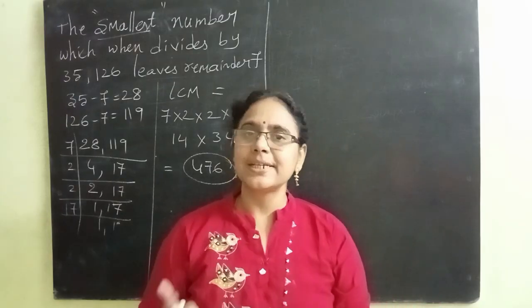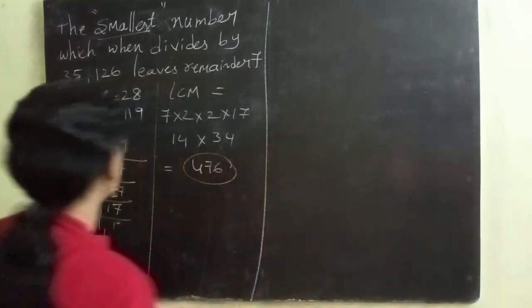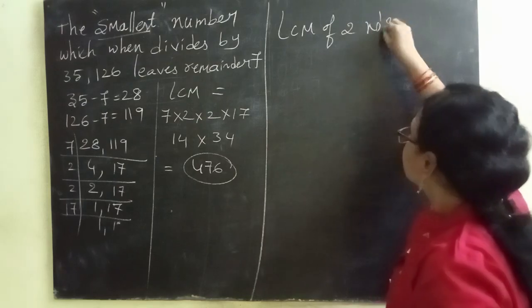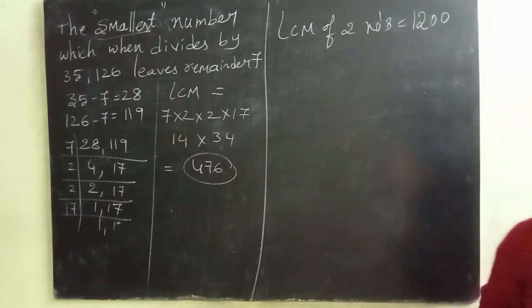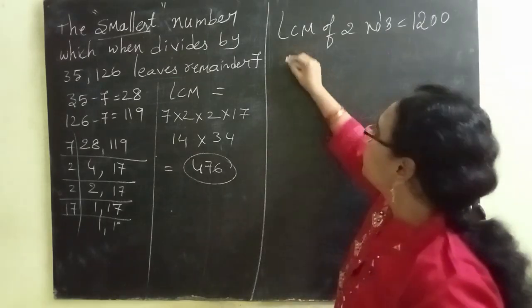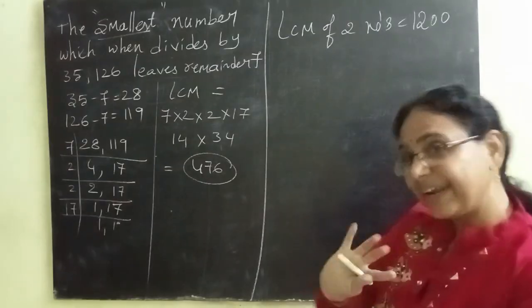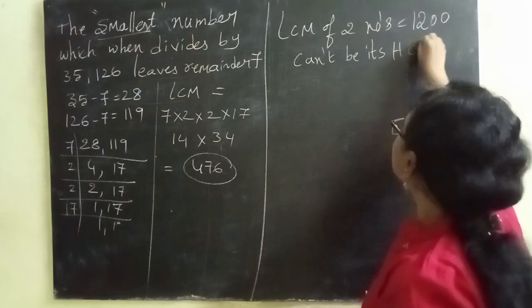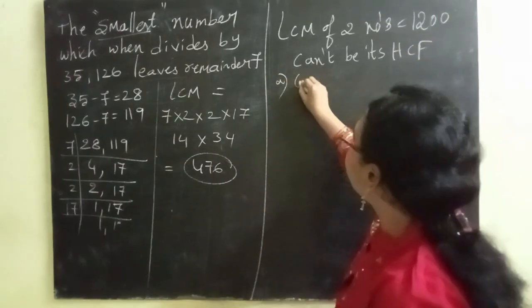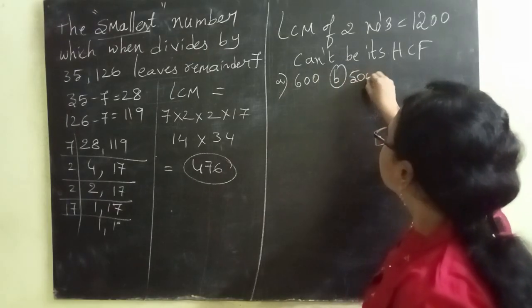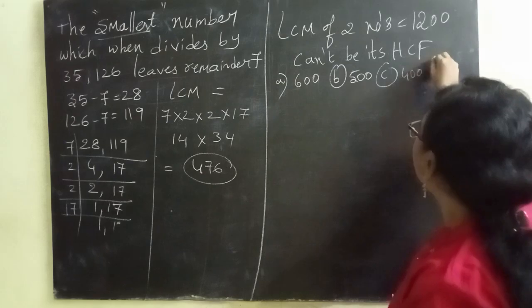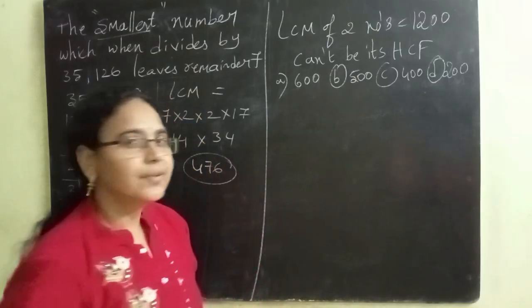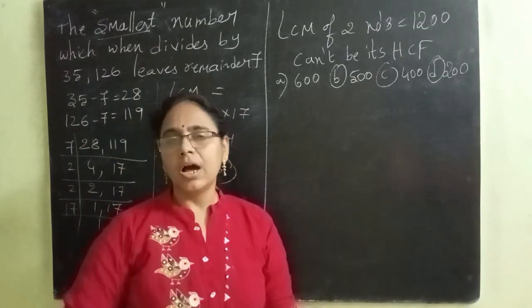Okay? And next, the relation between LCM and HCF. The relation you already know: LCM and HCF is equal to the product of two numbers. Related to that, we will try one question. The LCM of two numbers is equal to 1200. Which of the following cannot be its HCF? He gave options: 600, 500, 400, and last 200. Can you guess which can't be the HCF?